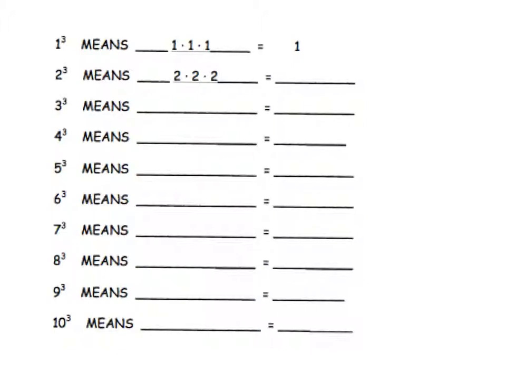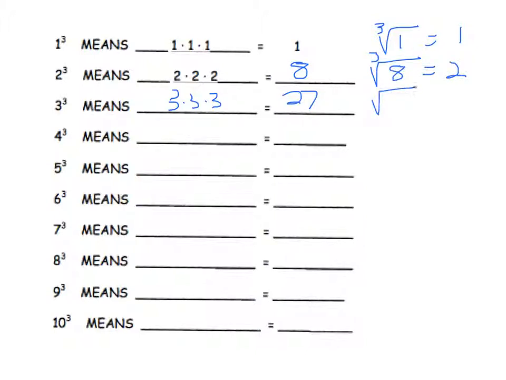So you should have written out, and I'm not going to write all of them for you, 1 to the third means 1 times 1 times 1, which is 1. 2 to the third means 2 times 2 times 2, which is 8. 3 to the third, 3 times 3 times 3, which is 27. So I could say the cube root of 1 is 1. The cube root of 8 is 2. The cube root of 27 is 3.